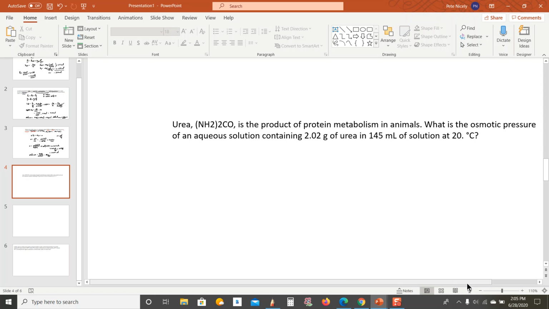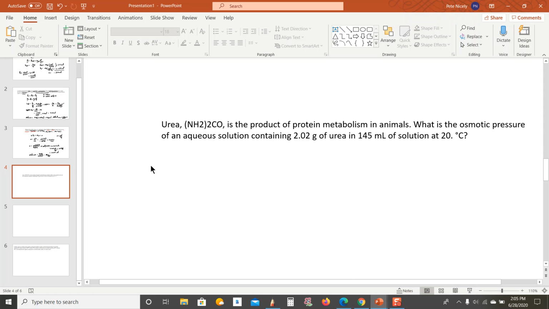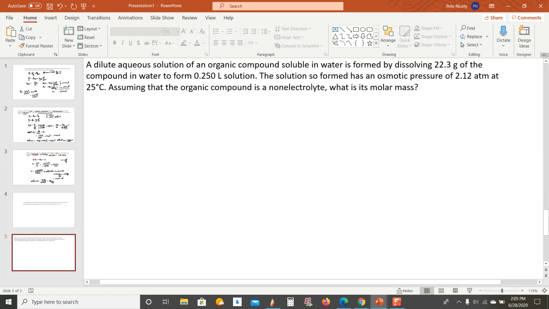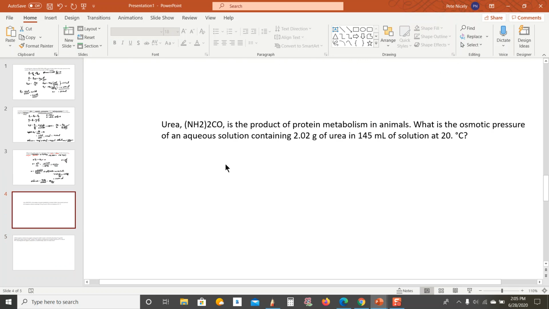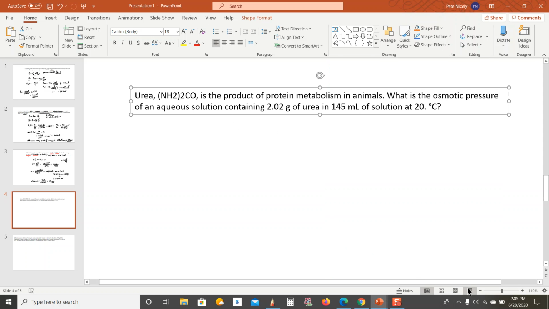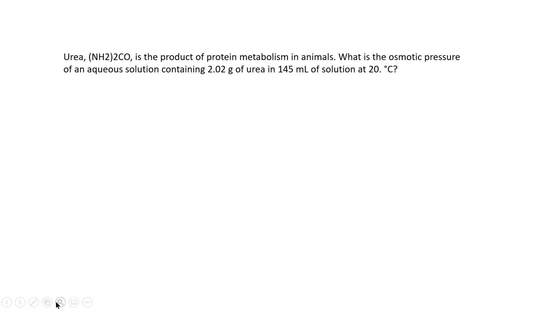I thought it was important for us to look at some other examples of calculations involving osmotic pressure. So I'm just going to do two examples right here. Let me do this first. So let me go back up here. All right, so this is the first example. Let me go to my full screen mode here and let me select my pen.